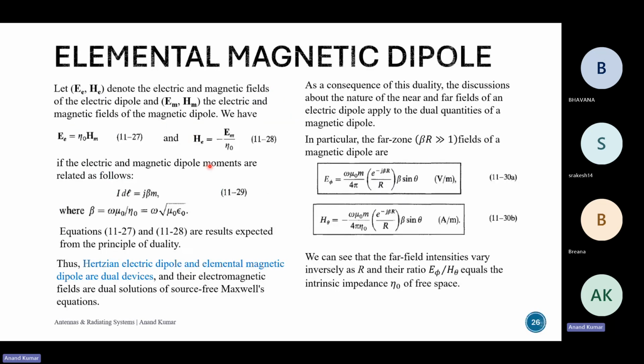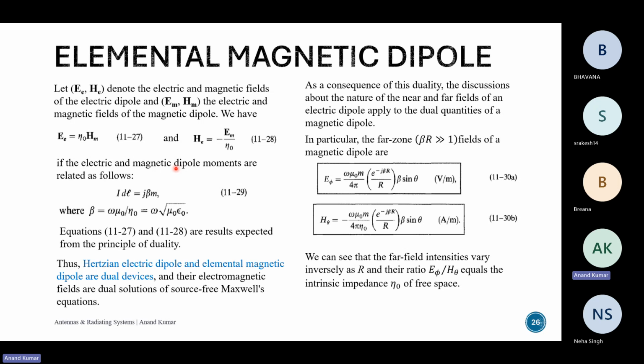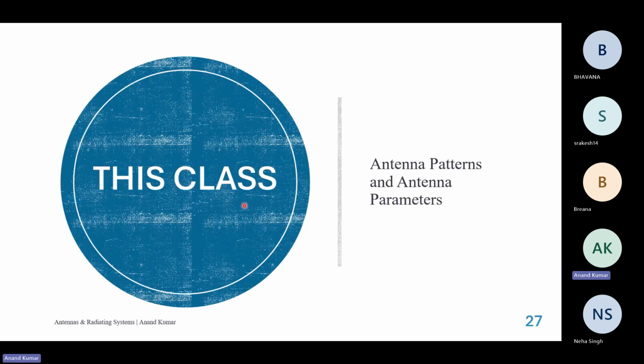It's just a lot of writing and multiplying and dividing of different Greek and Latin letters, but it's pretty straightforward if you try to write it. Also some part of it is based on your previous knowledge of electromagnetic theory. So if you have done that course, you'll be pretty much comfortable with the notations which we're following in this course. In this class, we'll discuss antenna patterns and antenna parameters.